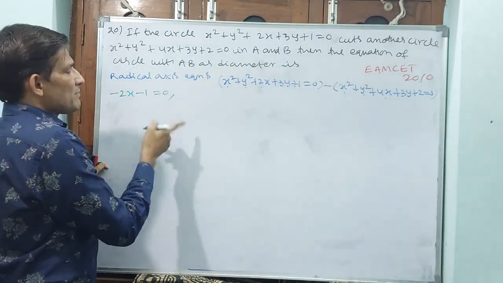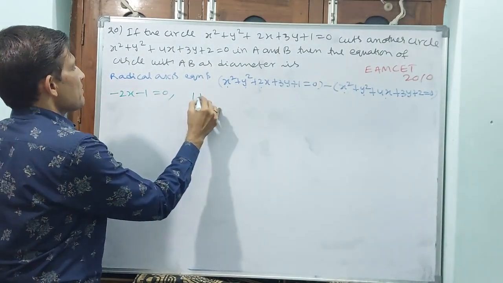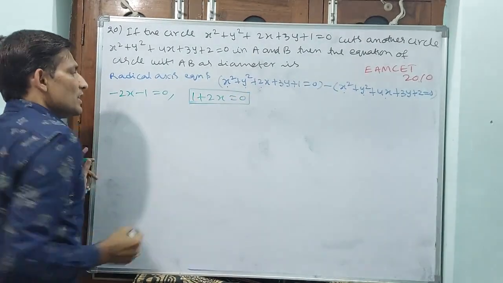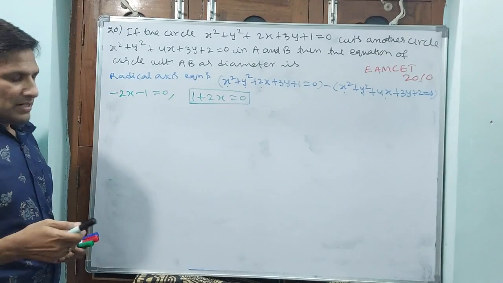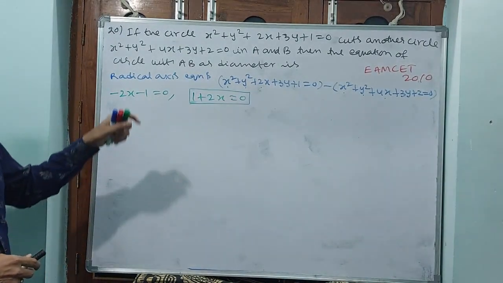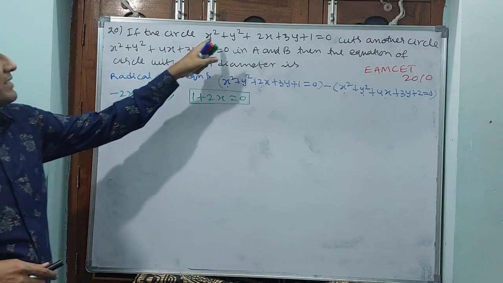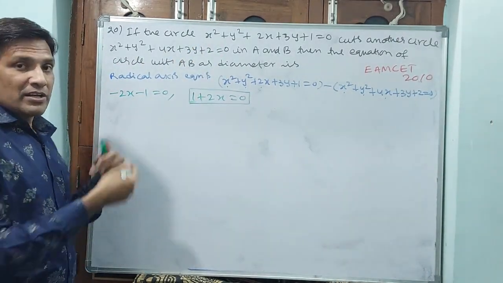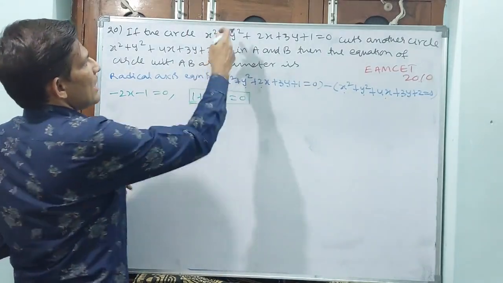If I multiply with minus 1, what will come? 1 plus 2x is equal to 0, or 2x plus 1 equal to 0. This is the radical axis equation. Now what we have to do is take any one equation. I will take this equation, because whichever equation you take, the lambda value will come accordingly.